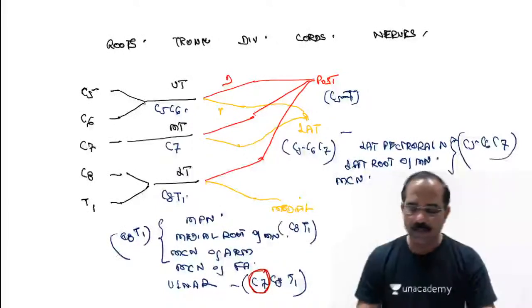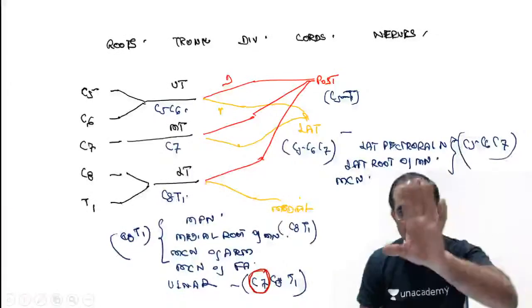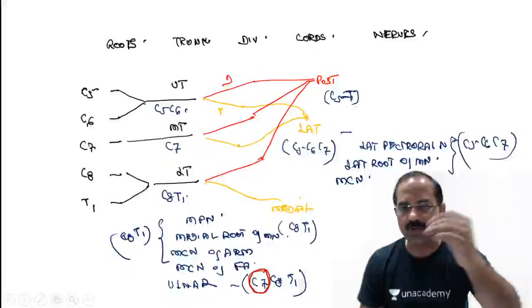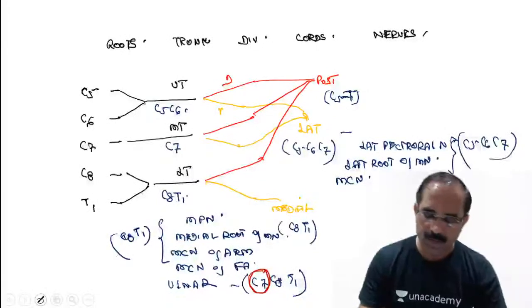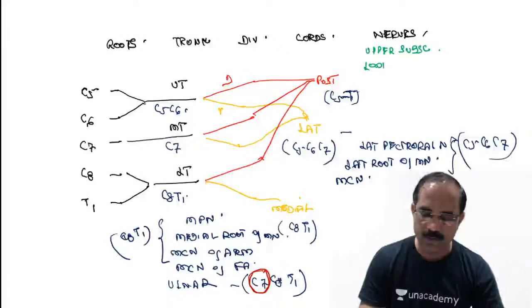Perfect. Now, what are the branches of the posterior cord? Come on, students. Branches of the posterior cord. Clear with the ulnar nerve? C7, C8, T1. Just remember this. It's a branch of the medial cord. Posterior cord, how do you remember this? Upper subscapular nerve. Very good. Lower subscapular nerve and axillary.